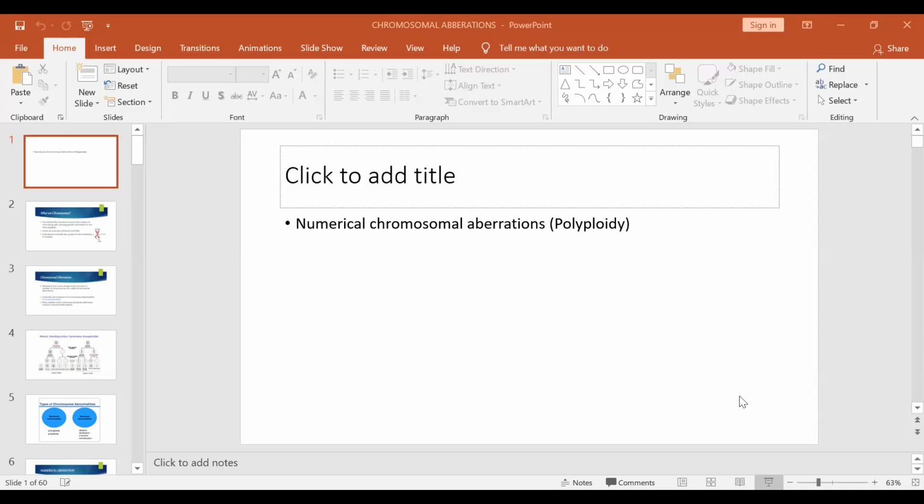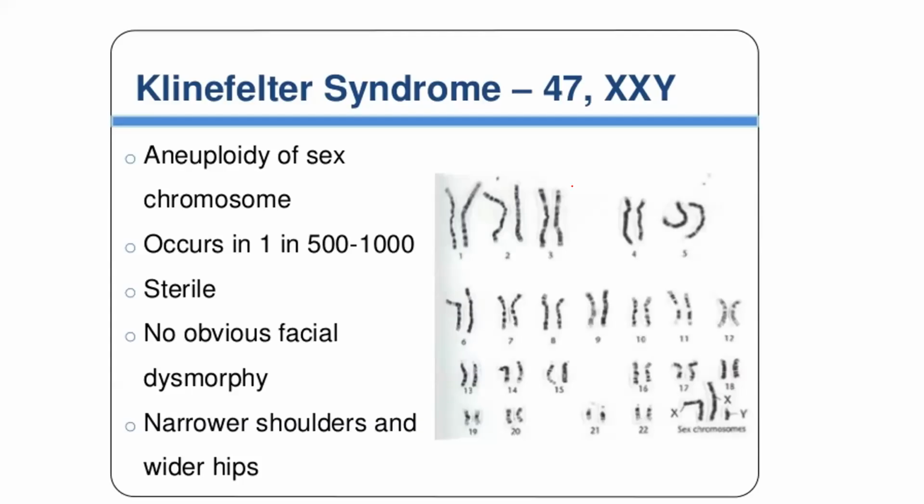Klinefelter syndrome. That is because of aneuploidy of the sex chromosomes. You will see 47 in number and the XXY condition. As you can see, these are the sex chromosomes, so here there is X, X and Y chromosome. Klinefelter syndrome occurs in 1 in 500 to 1000. They are sterile, with no obvious facial dysmorphy, narrower shoulders and wider hips.